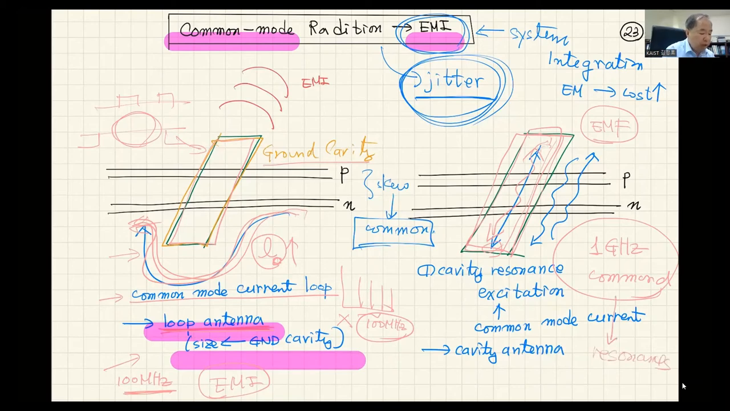So it is going to generate resonances. Here, we have a resonance that is coming from this loop inductance and the parasitic capacitance between the two edges, and those resonances are near 100 gigahertz, but this cavity resonance usually occurs around 1 to 100 gigahertz. And this ground cavity is becoming a cavity antenna.